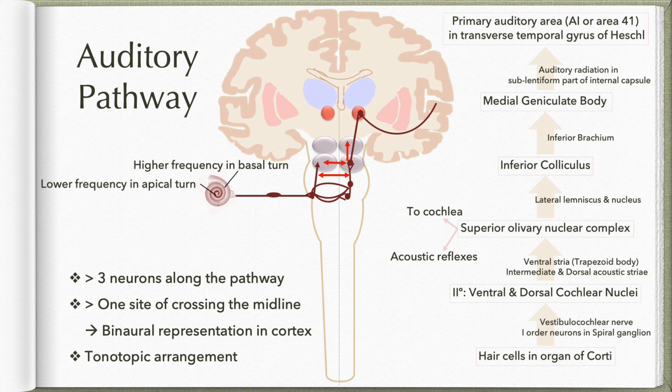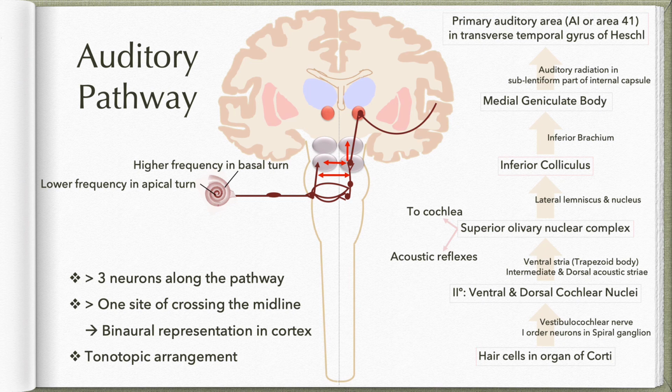So by the time the impulses reach the cortex, the neurons in the cortex will be the 6th order neurons. So unlike other ascending pathways, which were predominantly 3 order neuron pathways, this has more than 3 order neurons along its pathway.